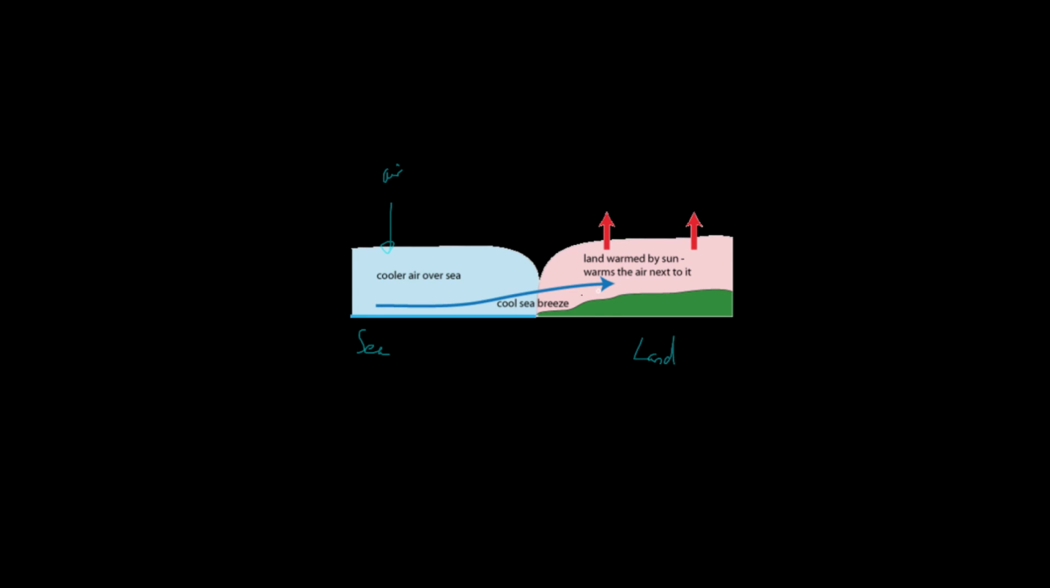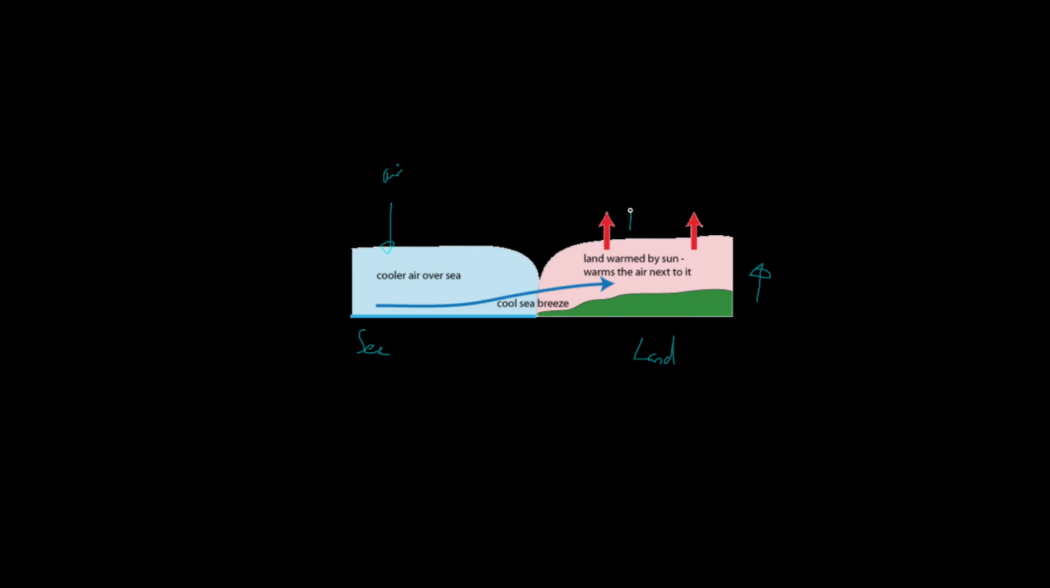And what's going to happen over the land is that the land is warmer, and so that means that the land is going to warm up the air, and the air is therefore going to rise. That air rising will leave a gap, and that gap causes the cool air from here to be pushed this way. So this blue arrow is showing where the cool air is being pushed. That's because there's an empty hole where the warm air has moved upwards.